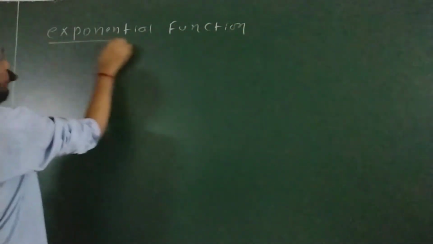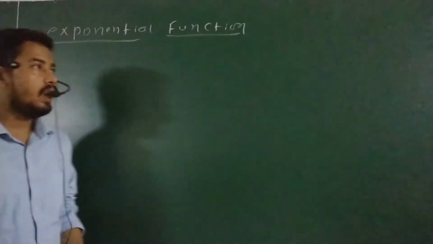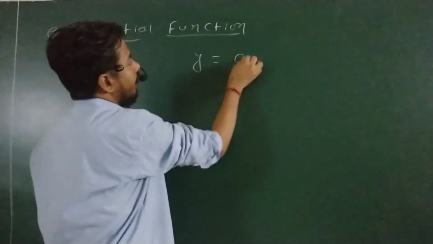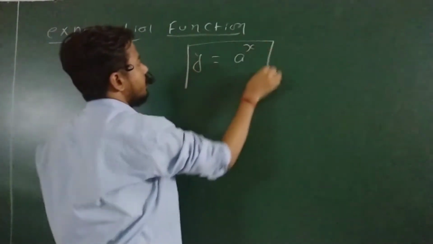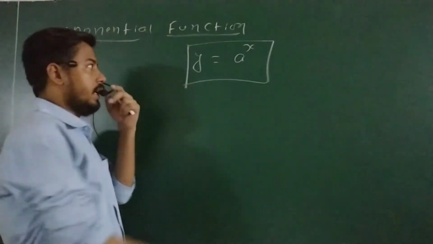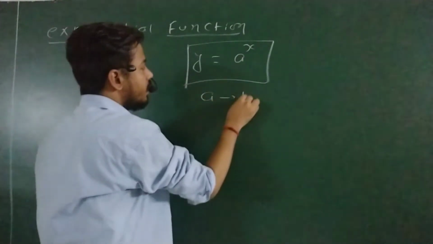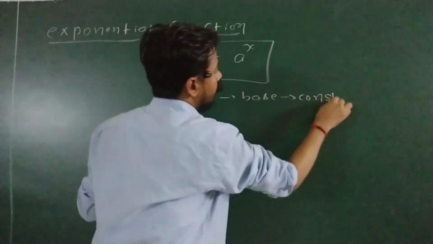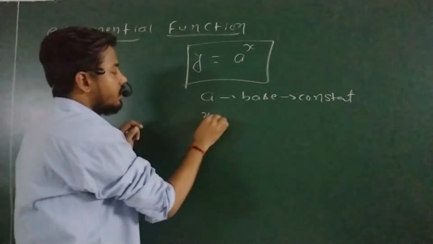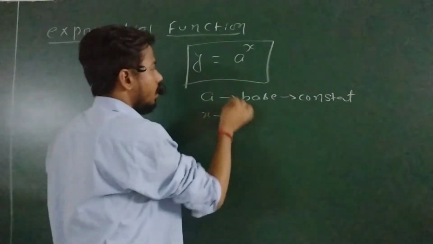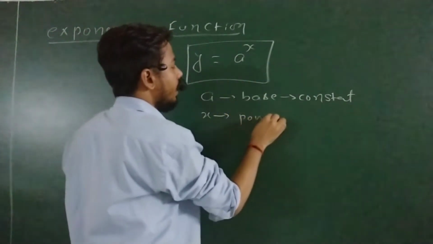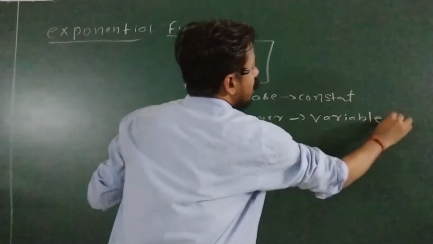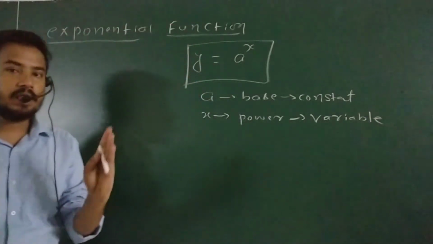So my dear students, see here. Exponential function is like this: suppose y is equal to a function of a power x. This type of function is called an exponential function, in which a is the base. This is called the base, and it is a constant. And x is called the index, or you can say power, and this should be variable. Everybody? So such a kind of function is called an exponential function.